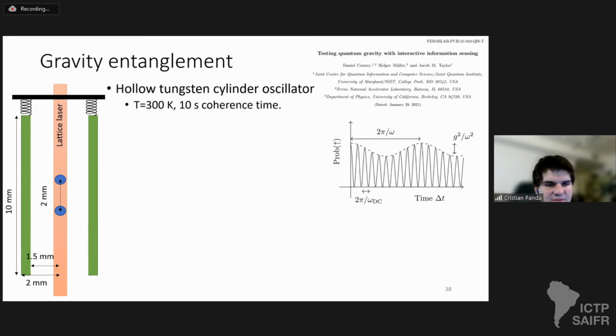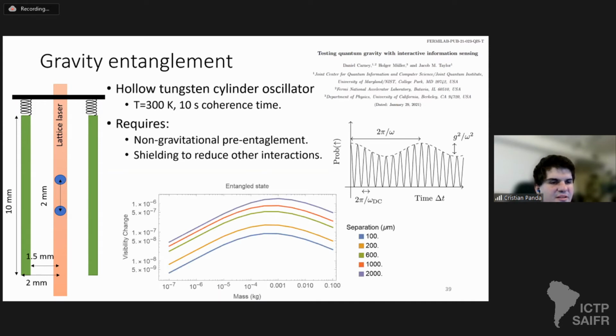If we assume room temperature maybe and a 10-second coherence time, we can optimize the hollow cylinder geometry for each achieved interferometer separation to optimize the seen visibility change. The larger the separation that you can get in the interferometer, the better this gets. And these are separations that we haven't really achieved yet, not even with maybe 1-second scale coherence time, not even talking about 10 seconds. So this would require some work.